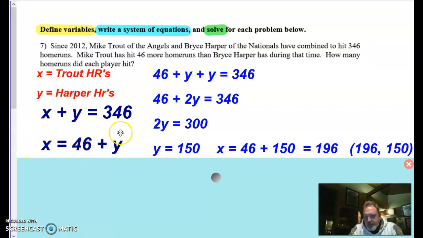Now that I know what X equals, I'm going to plug that in right here for X. So you can see in this first equation right here, I know that X is 46 plus Y, so I put that in. Now I have an equation just in terms of Y, and I can solve, get 150, and then I know that X is 46 more than that, so 196. Again, at the end here, don't forget, write your ordered pair.